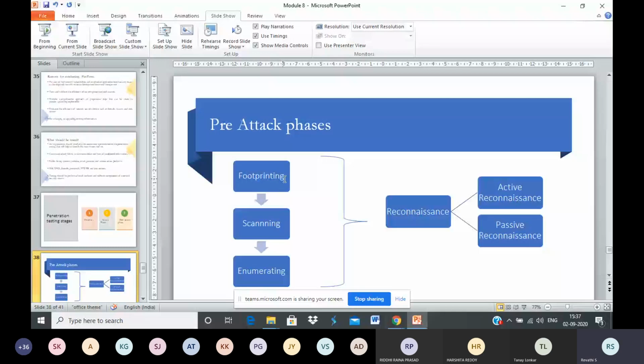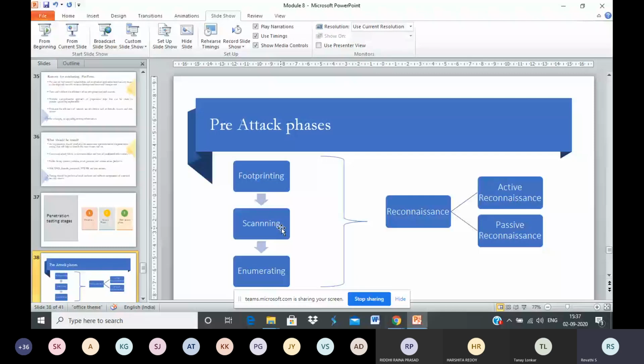Next is scanning. Scanning will find out how many machines are active, that is, open ports, closed ports, everything it is finding. So that is what scanning is doing. It will first identify active machines. It will discover open ports, what all the open ports available are, and what all the access points in the nodes available are.